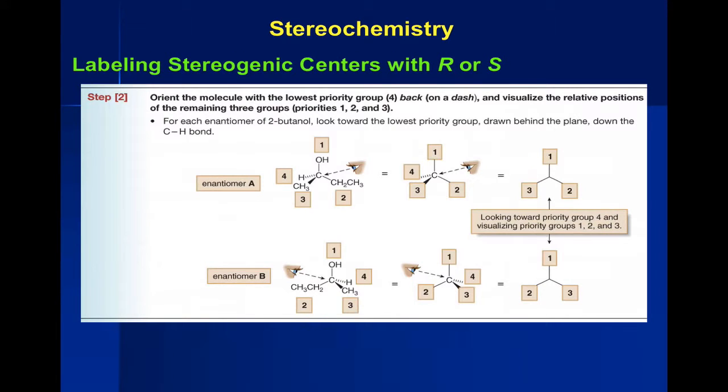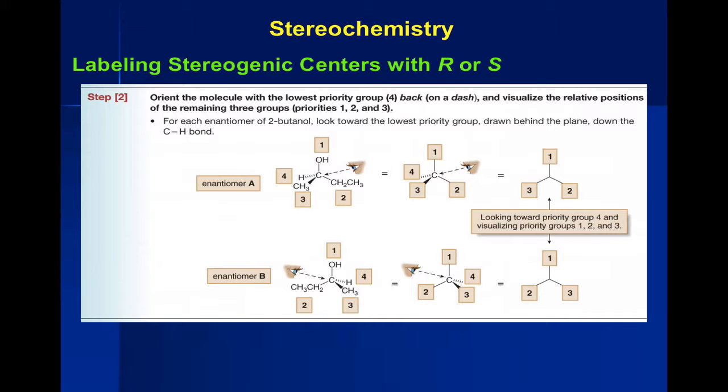The rule after that is you build a model. You grab the lowest priority group. You physically grab it and you turn it away from you to where you're looking down the carbon lowest priority group bond. So you grab it, you turn it away from you. The lowest priority group must be away from you, okay? Once it's that way, you look at the priorities of the remaining groups. And what do we see? We see for enantiomer A, it goes 1, 2, 3, and that's in what kind of direction? That's clockwise, right?